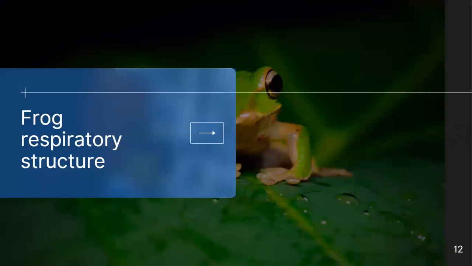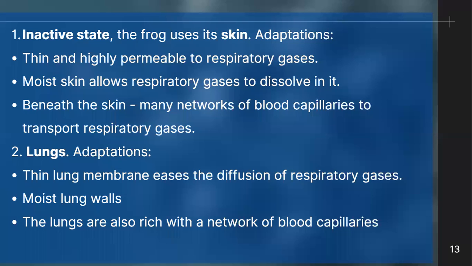Lastly, we talk about the frog respiratory structures. The frog actually has two respiratory structures, which is a bit special. In the active state, meaning they are not in movement, the frog uses its skin for breathing. The adaptation of the skin that makes it so efficient for gaseous exchange is that the skin is very thin, highly permeable to respiratory gases, and moist as well.